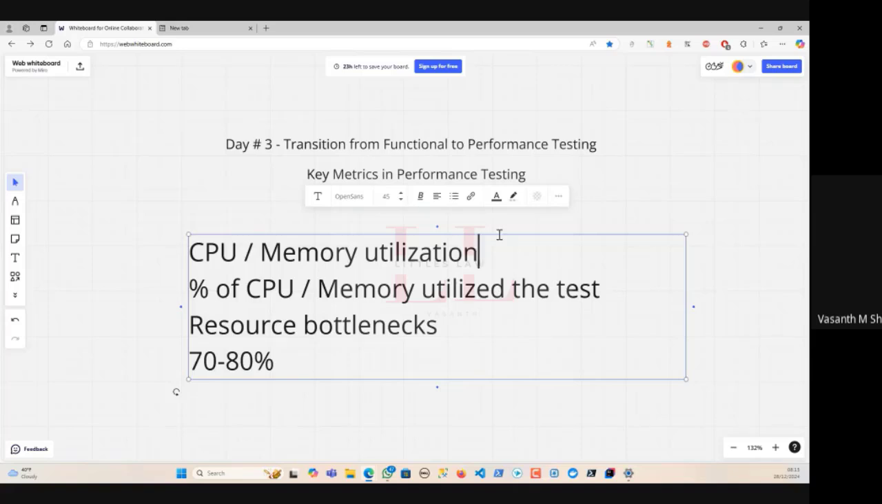Any doubts before we move on to the next one? Yeah, Rajesh, you have anything to say? No, we are good. Okay, thank you.